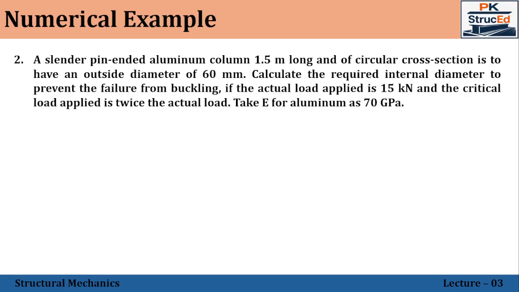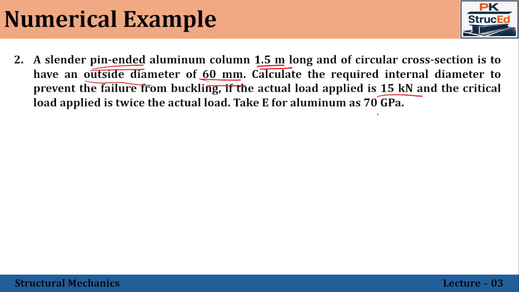Now let us consider the second numerical example. Here, a slender aluminum column has been given. The length has been given as 1.5 meter. Outside diameter of the column is given as 60 mm. And both the ends are pinned. The column is subjected to an actual load of 15 kilonewton.